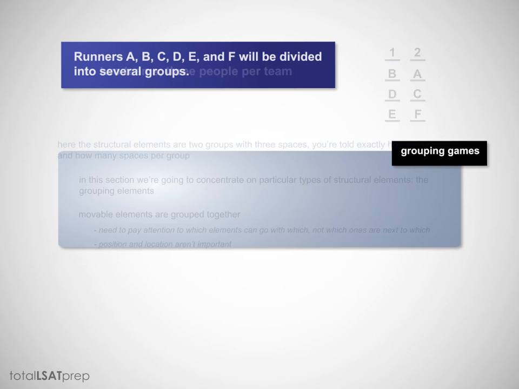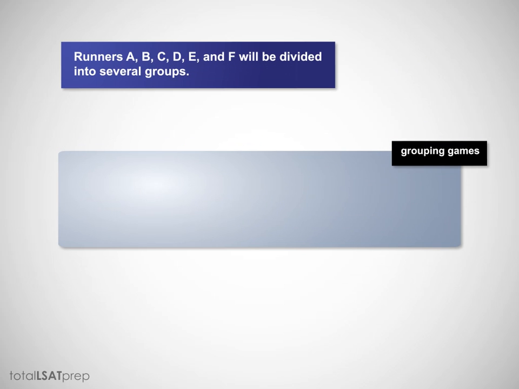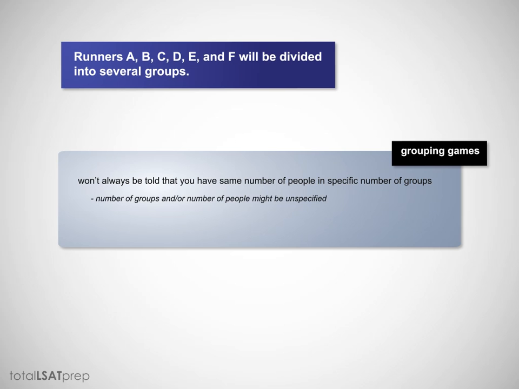Now let's take a look at this game. It says that runners A, B, C, D, E, and F will be divided into several groups. So several groups are a structural element, and what it tells us is that we won't always be told that you'll have the same number of people in a specific number of groups. The number of groups and/or the number of people might be unspecified. So the exact diagram will depend on information in the rules and in the questions.